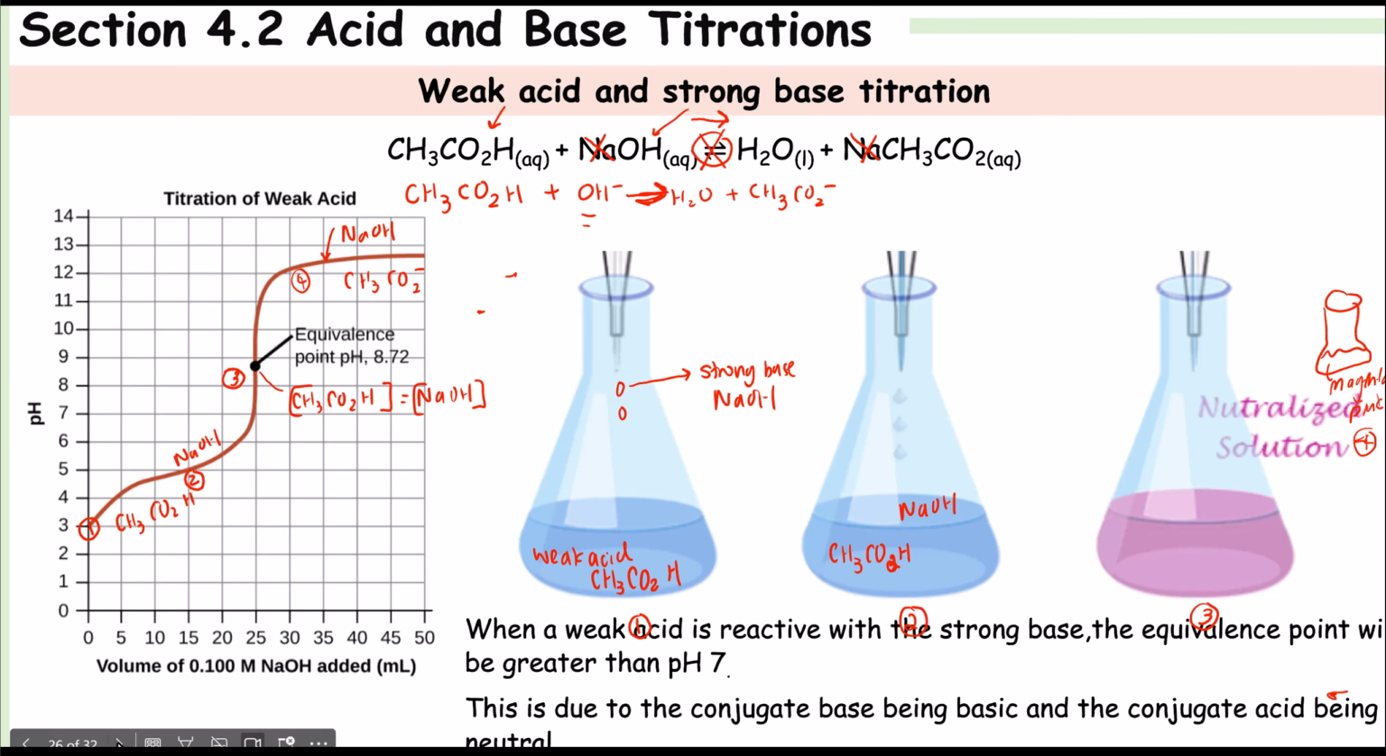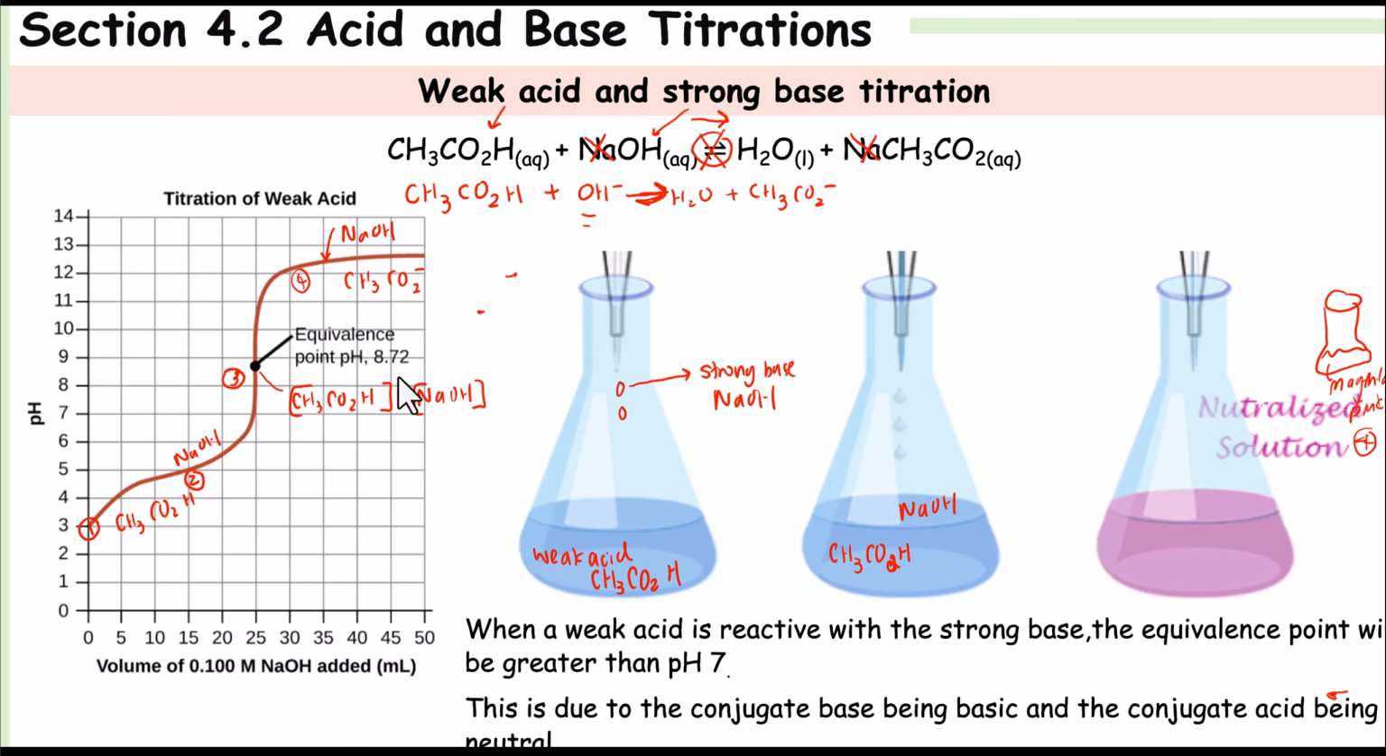Now I want to go back and talk about the equivalence point a little bit for a weak acid and a strong base. So at a point where a weak acid is reacting with the strong base, here's my weak acid with the strong base, the equivalence point will be greater than 7. So notice that it is greater than 7. It's at 8.72. When we had a strong acid and strong base, the equivalence point's pH was 7, but this is greater than 7.